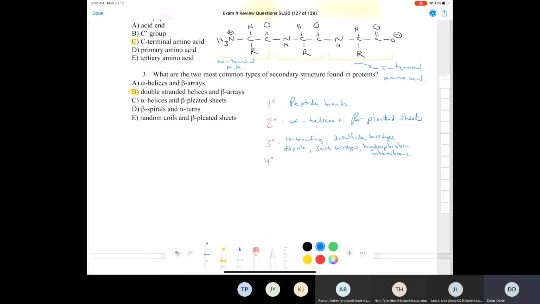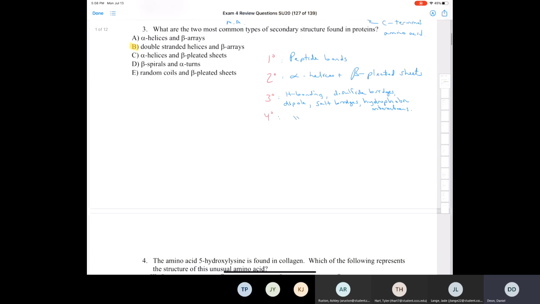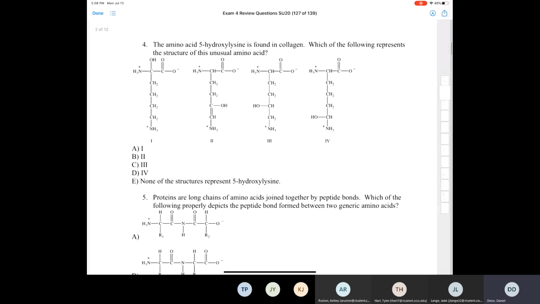And those are the same kind of forces that will hold the quaternary structure, or maintain quaternary structure, when we have two or more peptides. Number 4 says the amino acid 5-hydroxylysine is found in collagen. Which of the following represents this unusual amino acid?